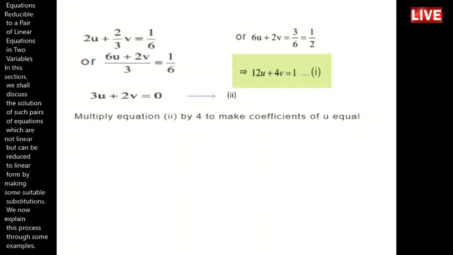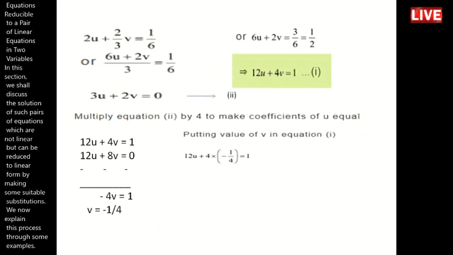To solve these equations, multiply equation 2 by 4 and make coefficients of u equal. See, the coefficient of u we need to make equal. So we have 12u plus 4v is equal to 1 and 12u plus 8v is equal to 3. Here we need to multiply the second equation by 4 and then we will get this situation. When we solve this, we will get v is equal to minus 1 upon 4. When we have equal coefficients, we have to subtract these two equations. It gives us elimination of u. We are using elimination method here.